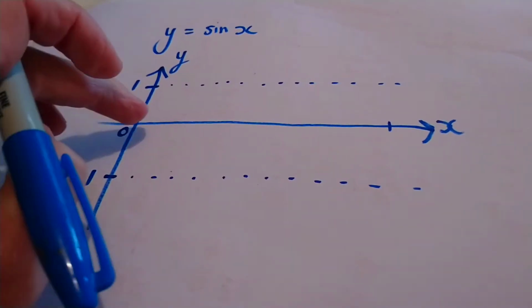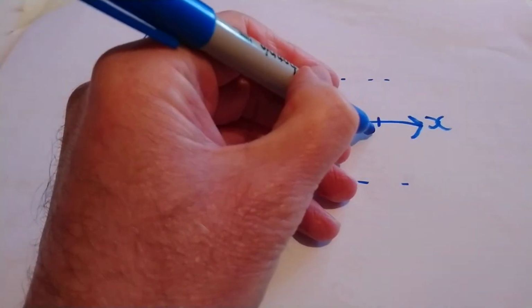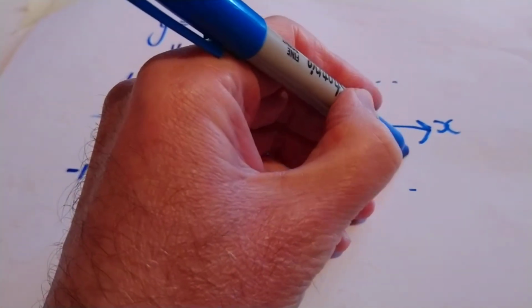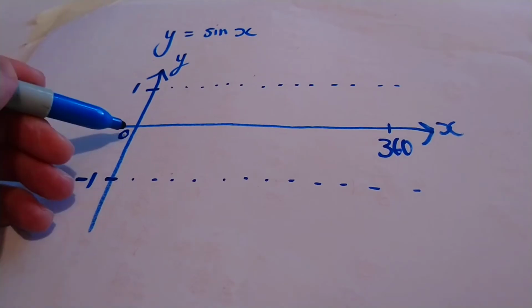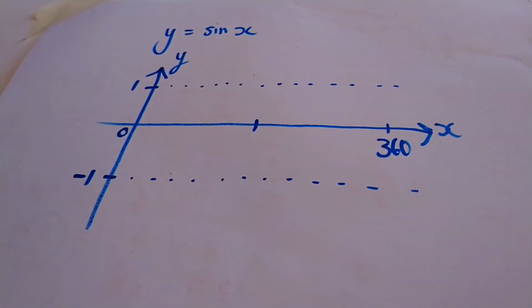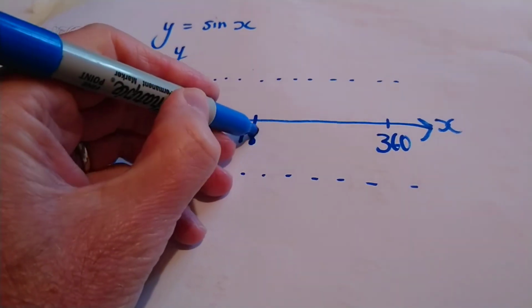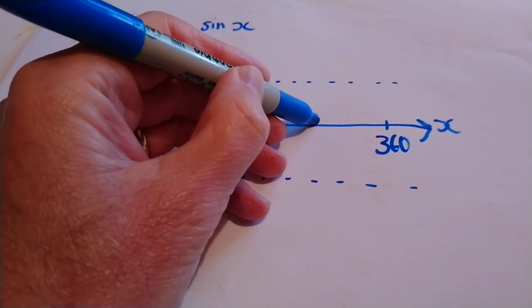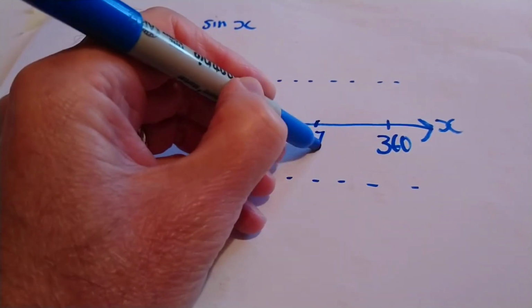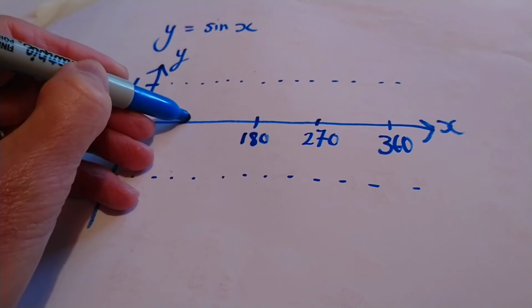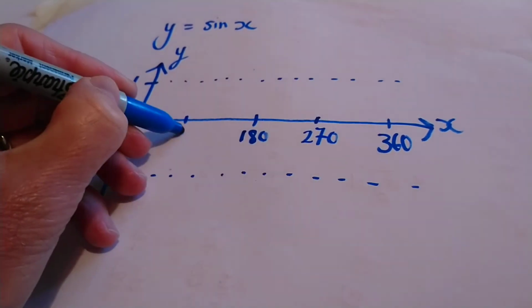One complete cycle of a sine wave is 360 degrees. So if we're doing it in degrees, you put 360 there. Halfway between 0 and 360, roughly, you put 180. Halfway between 180 and 360 is 270. And halfway between 0 and 180 is 90.